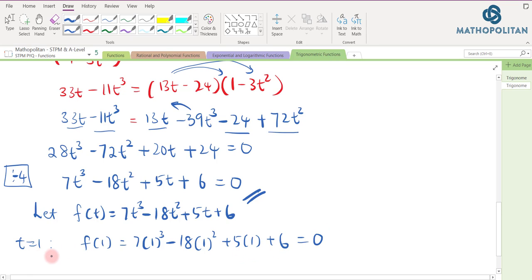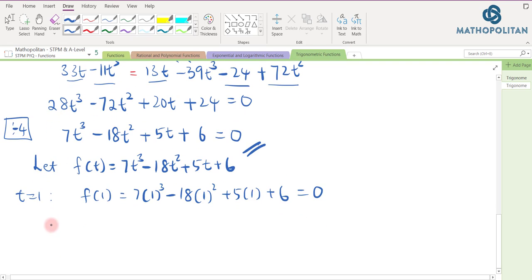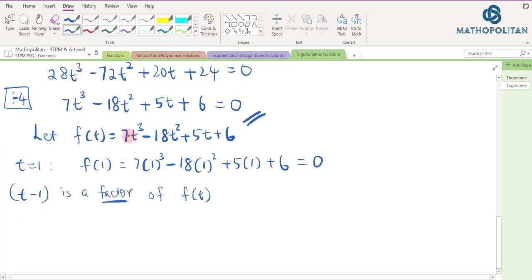So here we can see t minus 1 is a factor of this function f. So now we can proceed to divide. You can use long division to find the quotient of this function f. Right, so I'm going to do the long division now. So we have 7t cubed minus 18t squared plus 5t plus 6. And then we'll do a long division using t minus 1.